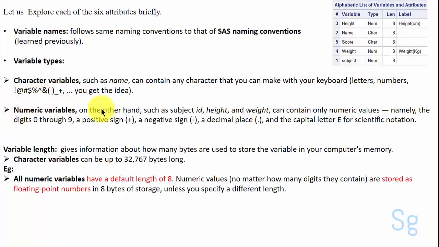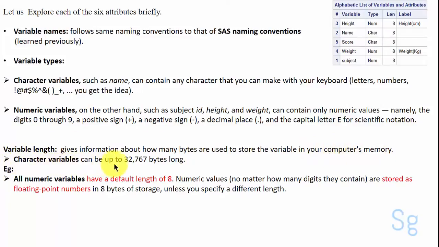Numeric variables, on the other hand, such as subject ID, height and weight, can contain only numeric values, namely the digits 0 through 9, a positive sign, a negative sign, a decimal point, and the capital letter E for scientific notation. Variable length gives information about how many bytes are used to store the variable in your computer's memory.